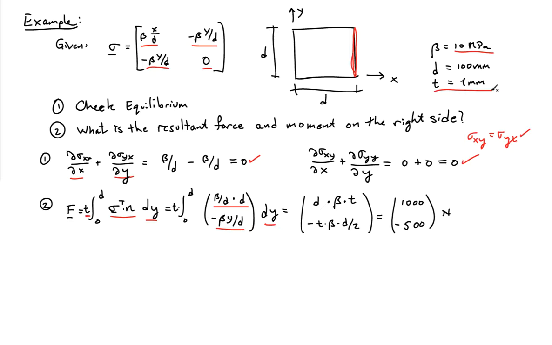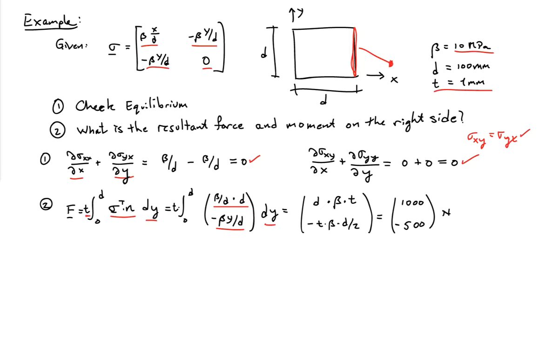It's rather simple. The x component is constant and the y component is linear. So if we integrate that, we have this result, and if I plug in the parameters, I find that the total force is 1,000 newtons in the x direction and minus 500 newtons in the y direction. So we have a force vector here that looks something as follows.